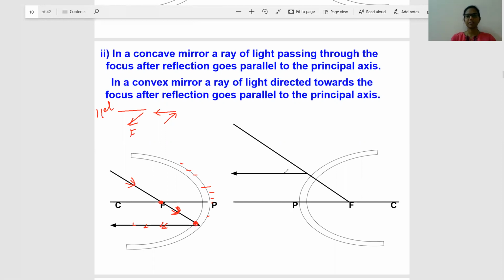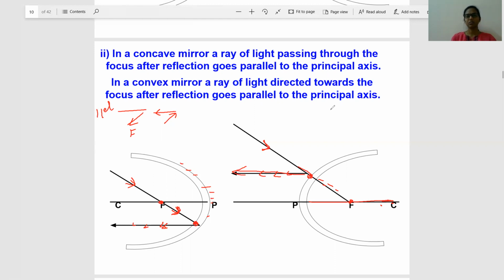Similarly, in case of a convex mirror, the ray which is coming appears to be coming from the focus. If you extend it, it appears to come from the focus. After reflection, it will go parallel to the principal axis. This is the principal axis, the line joining the center of curvature to the pole. This line is called the principal axis. It will go parallel to it. This is the second ray rule.